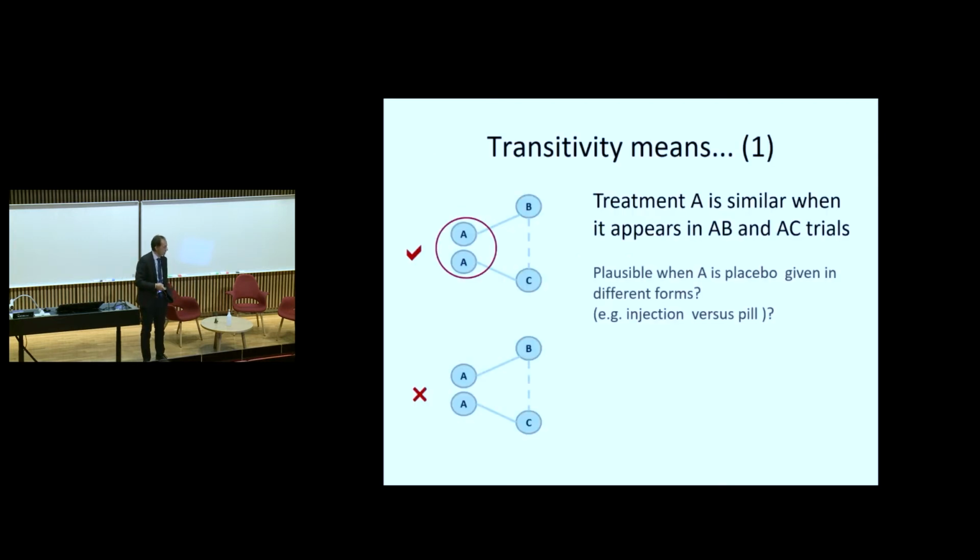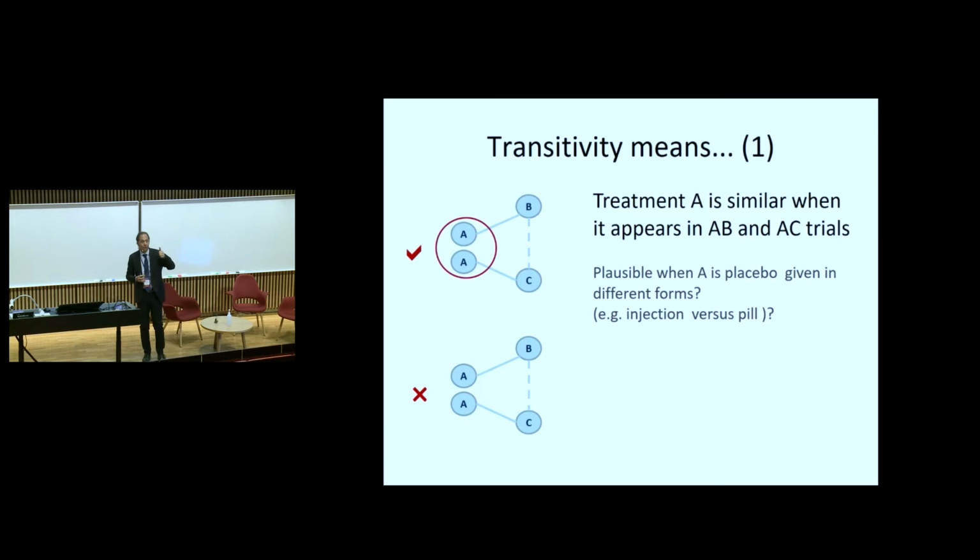So what is transitivity? Transitivity is, first of all, something that we cannot test statistically. It is something that we have to discuss and agree clinically, methodologically, from other points of view, but there's no statistical test to tell you the transitivity assumption holds.